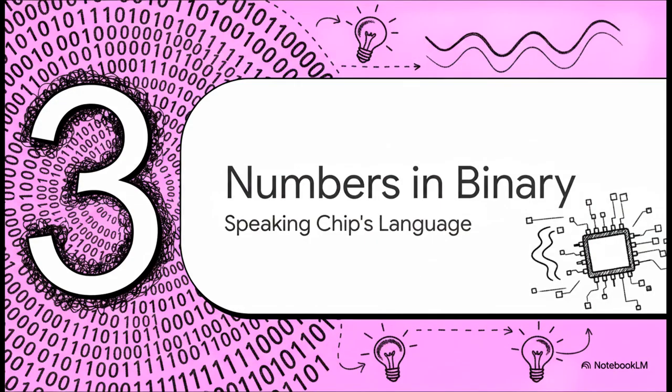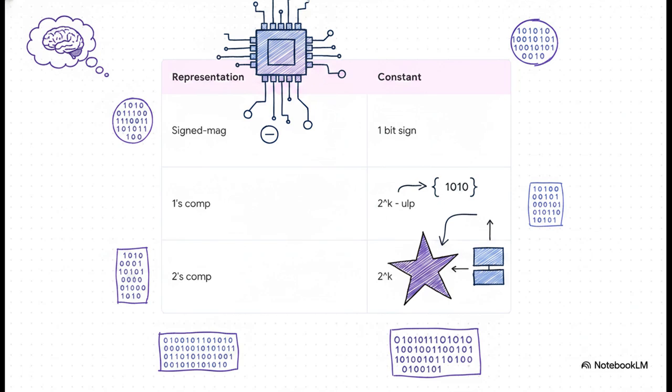Moving right along to Section 3, representing numbers in binary, speaking the chip's language. Before we can do all this complex math, we have to know how microprocessors actually view signed integers. Basically, there are 3 main ways to represent them. You've got signed magnitude, which devotes exactly 1 bit just to the sign. Then there's ones complement, which relies on bitwise complementation. But the undisputed star of the show, the one used natively by almost all microprocessors today, is 2's complement.